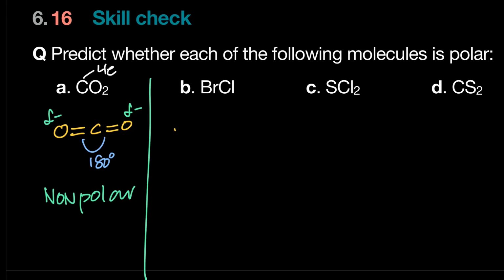What about BrCl? This will have to be polar because it's diatomic and has 2 different electronegativities. But which is more negative, Br or Cl? Cl is more negative. So Cl will be negative and Br will be positive.